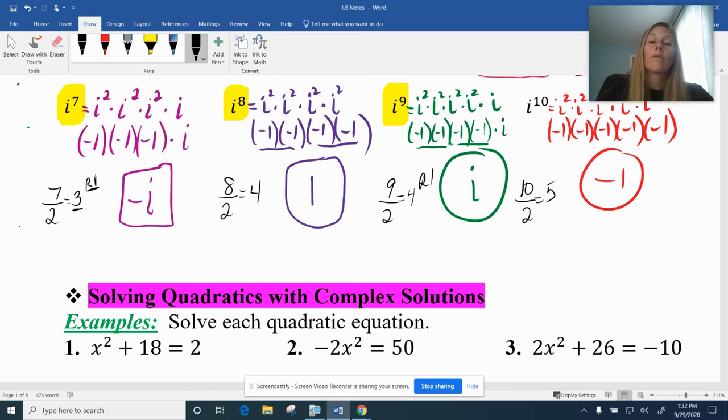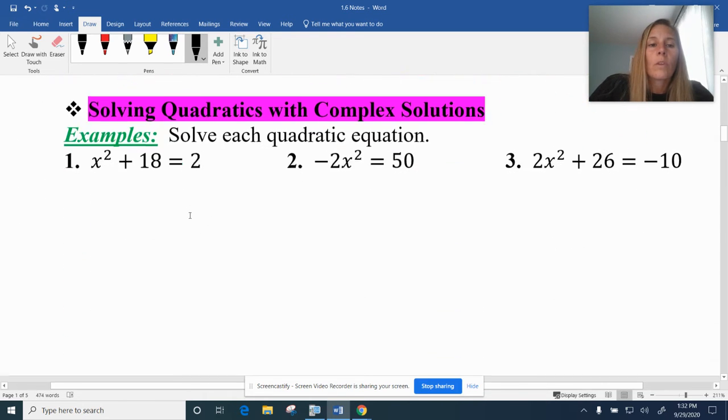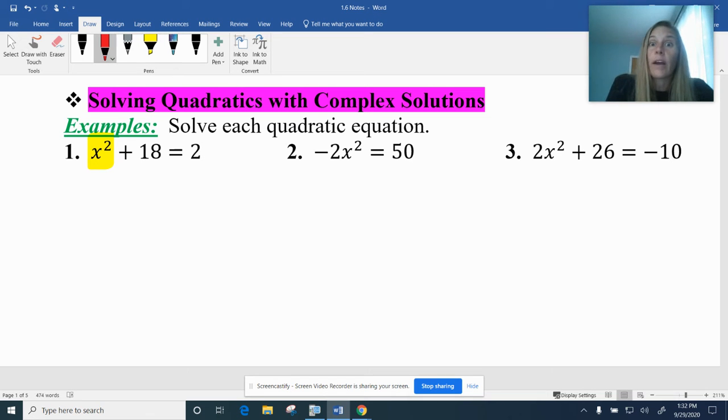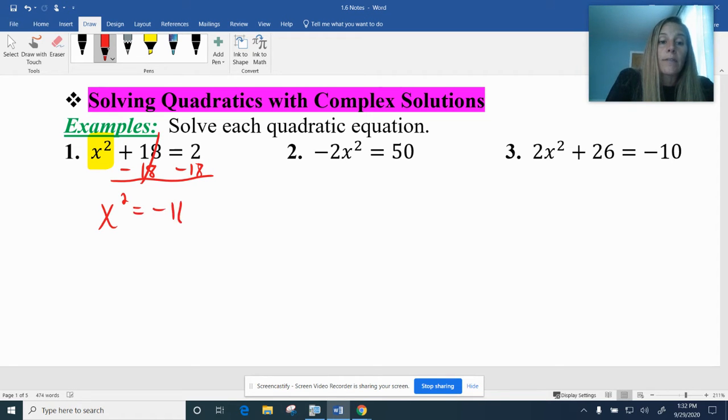So you can revert back to these notes if you need help figuring out some of those values of i to a very large exponent. Okay, so now using these to solve quadratics with complex solutions. The first thing we want to do is get the x squared by itself, just like we would for any other equation. Since there's only one variable, that x squared, we're going to get it by itself. So now we have x squared equals -16.